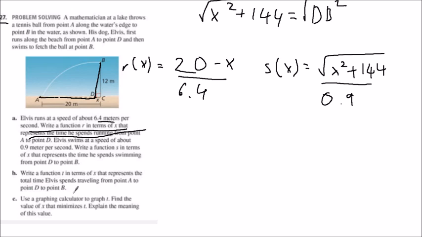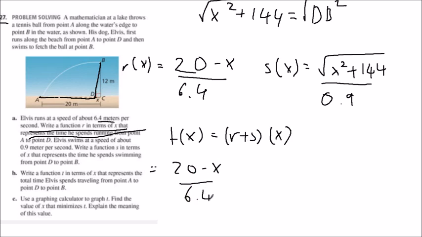Now write function t in terms of x that represents the total time Elvis spent traveling from point A to point D to point B. We just combine these two functions together, so t of x is equal to r of x plus s of x, which is equal to 20 minus x over 6.4 plus the square root of x squared plus 144 over 0.9. I'm just going to make this go up to 6.4.